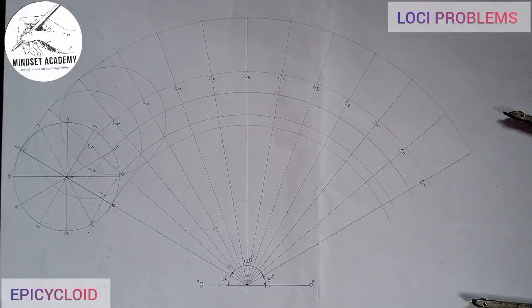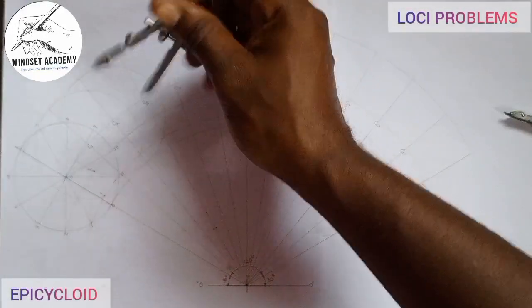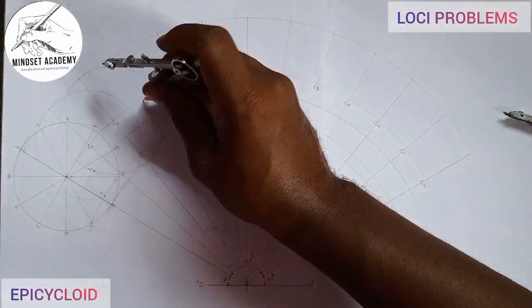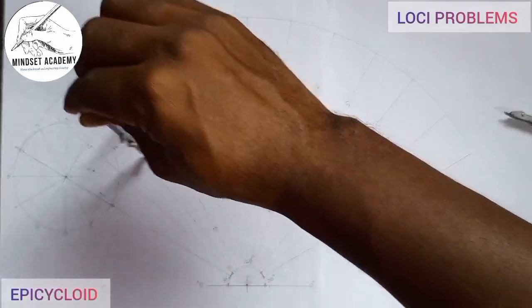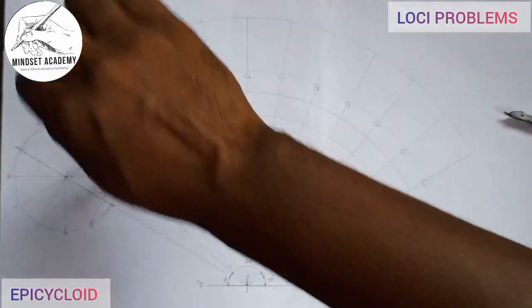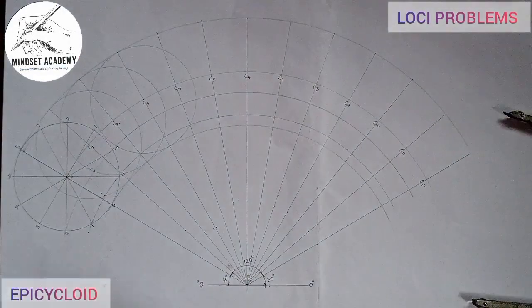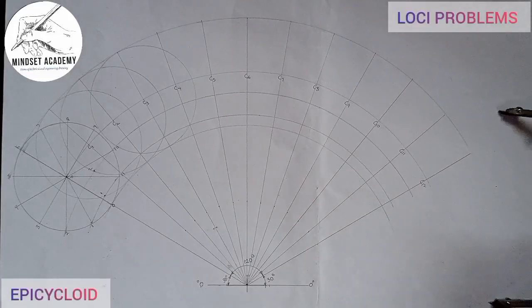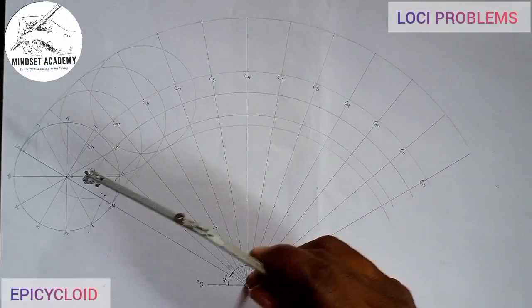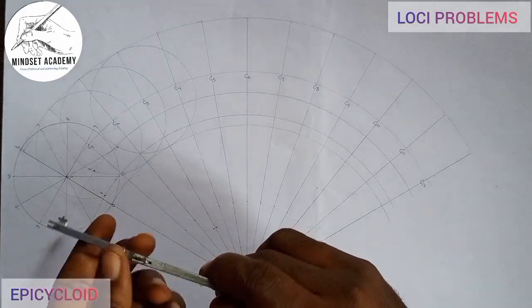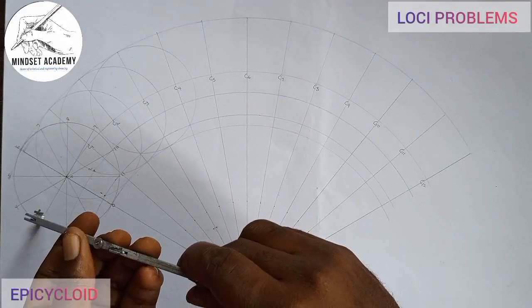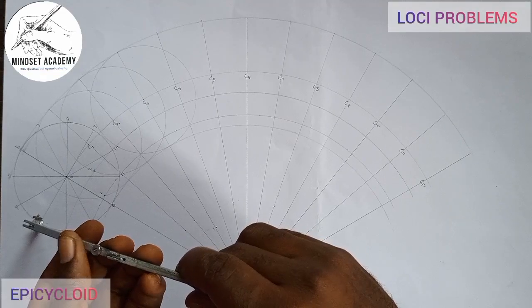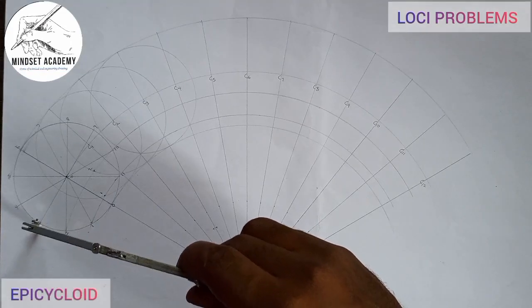I'll come again to circle 3, with the same radius. I'll place it here and I'll draw. Right, that's circle 3. And I'm going to place my compass here and I'll go to point 3. You see that? I'm going to now draw this.